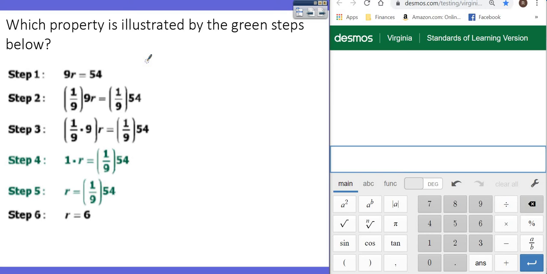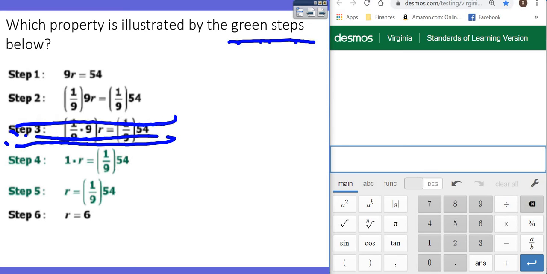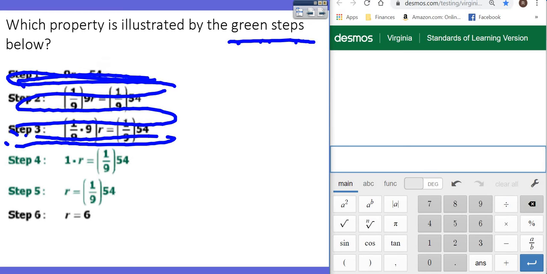First of all, what you care about here, which property is illustrated in the green steps, is the green step. So I tell you what, none of this matters. It looks scary, but none of it matters. And believe it or not, this doesn't matter either. So we're just going to look at what's in green. And I want to ask you to carefully look and say, what's different between step 4 and step 5?